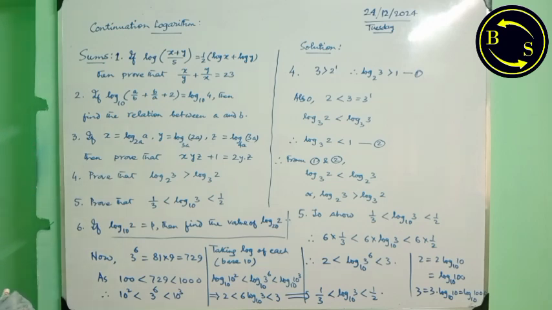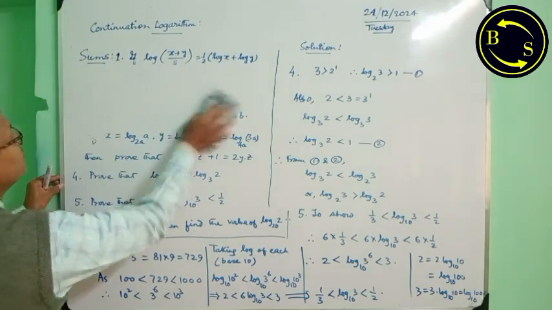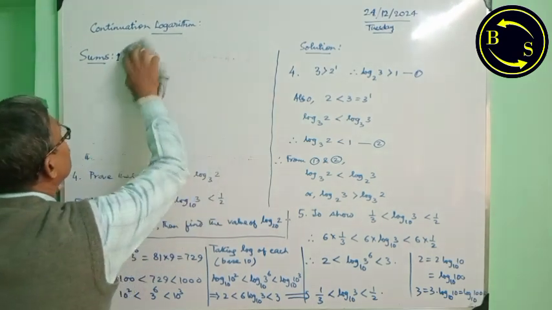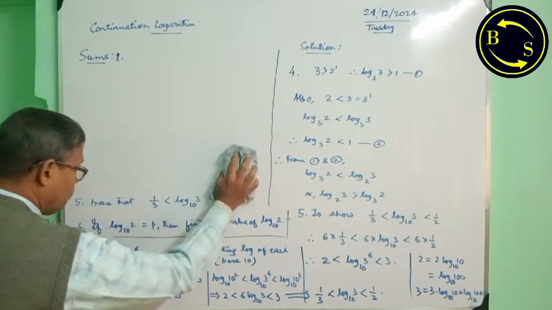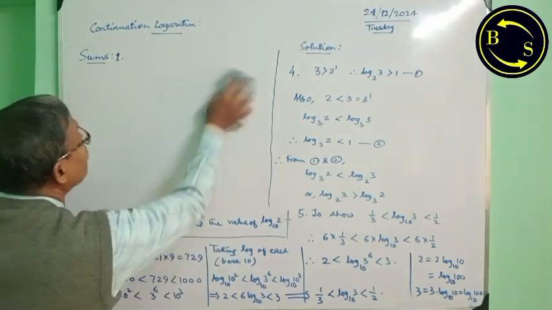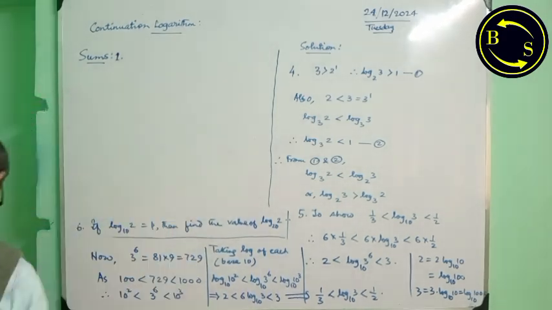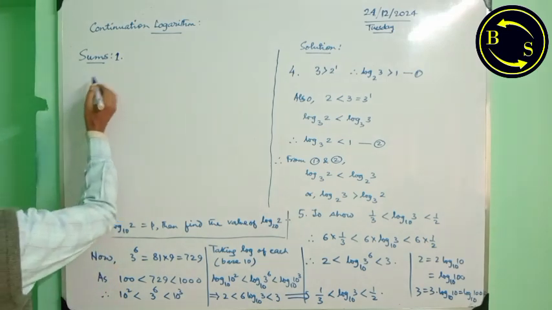Next, sum number 5. Sum number 5 is solved. Sum number 6.